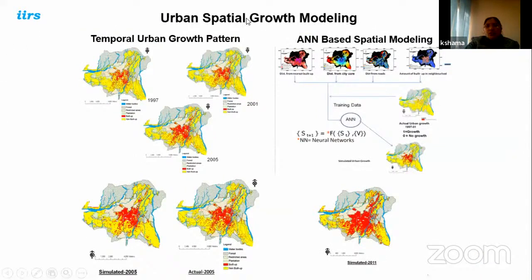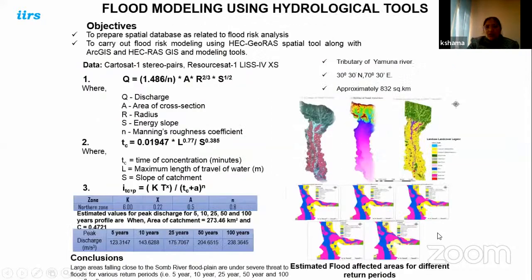There is one more example I'm giving you here, urban spatial growth modeling, where you take the temporal data and using models, you can simulate the growth of a city in the future. And then you can check it with the actual growth, what is going on. So this way you can go for urban spatial growth modeling also.